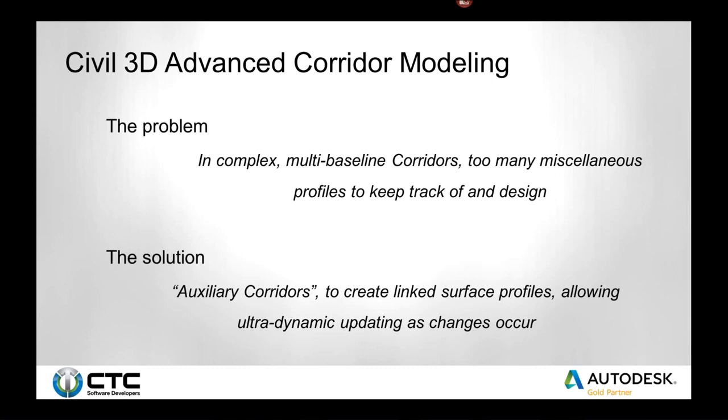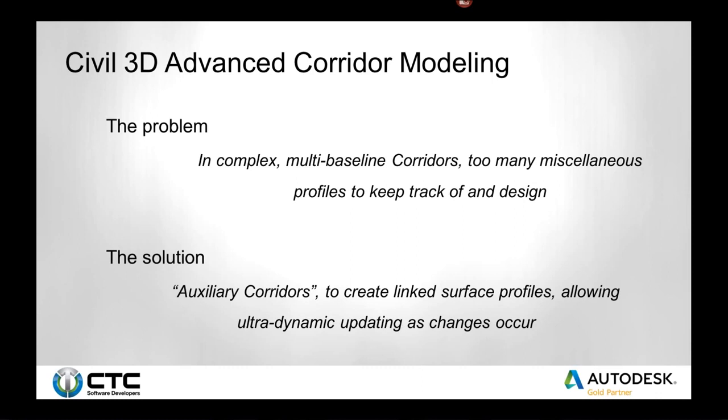The problem we're addressing is that when you generate complex multi-baseline corridors, you end up with a lot of miscellaneous profiles, alignments, regions and assemblies to keep track of. And a lot of that is just necessary to model some of the transportation projects we work in. But there are a number of strategies we can use to minimize the number of regions, assemblies, alignments, and profiles. Some of you out there may be using conditional subassemblies. It's a great way to manage repeating things like driveways in a road project.